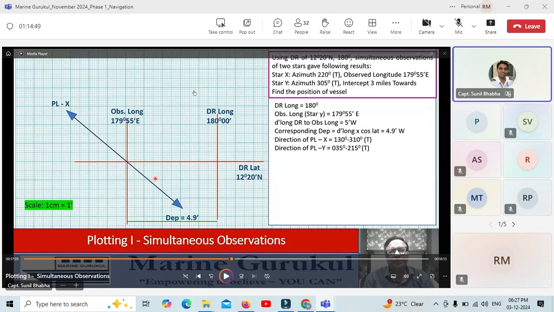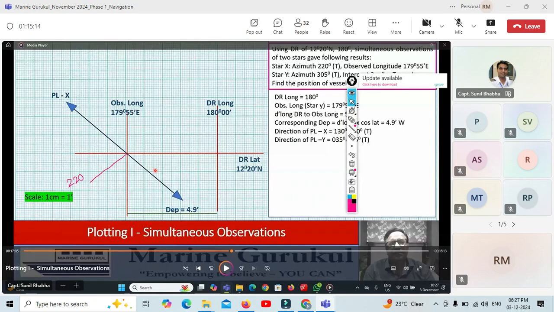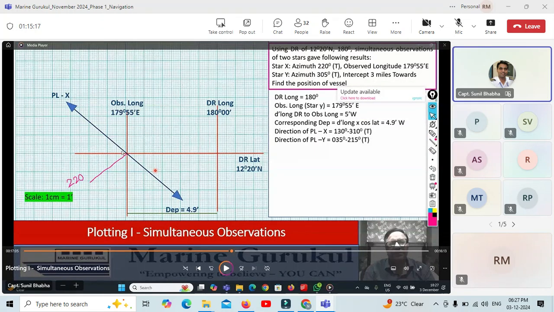Okay, 1 minute, beta. Beta azimuth, can you see the azimuth on the screen? No, sir. Is not yet? Okay, give me a minute. So we can snip that and then we can draw. All right. Can you now see the azimuth on the screen? Yes, sir.